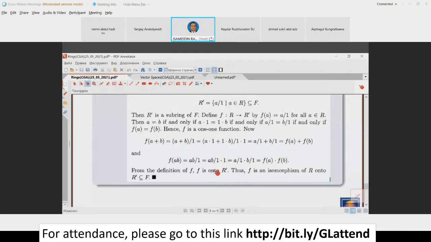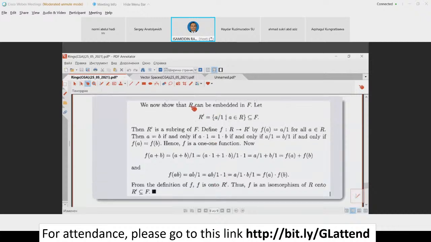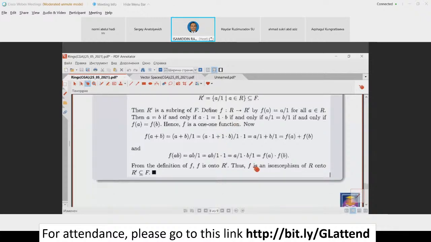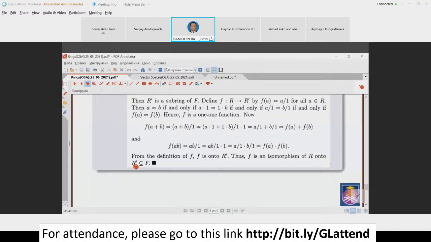So that means R and R prime you can identify. So R prime is an exact copy of R in F. So R and R prime are isomorphic. Now what will it give us? So that means this R is embedded in F. Inside of F, we have a copy of R.